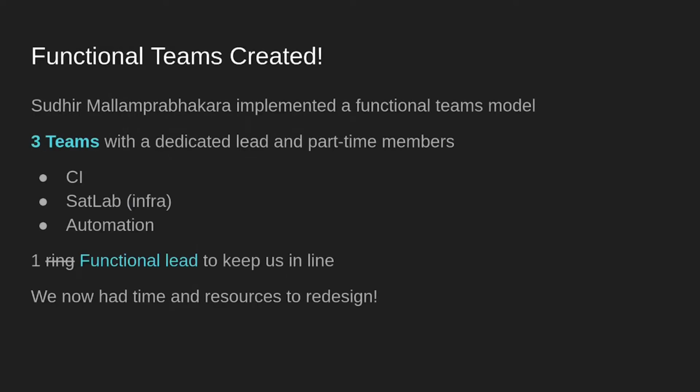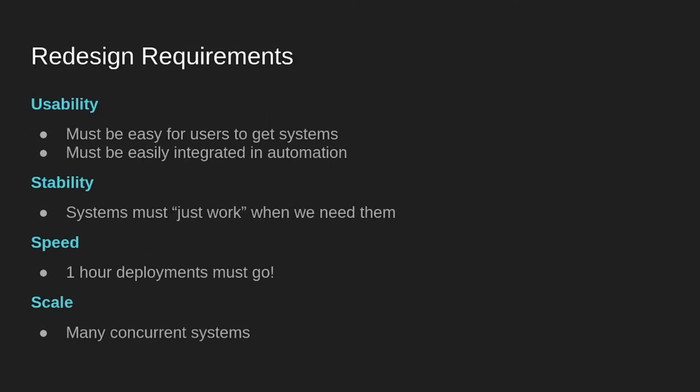Well, luckily, near the beginning of 2020, our manager implemented a new organizational structure for our team, and as part of that, functional teams were created. These are 3 teams that have a dedicated lead and part-time members. Those teams are around our CI, what we call SatLab, which is our infrastructure, and automation. We additionally had 1 functional lead to keep us all in line. Now that we had these people directly focused in these areas, we had the time and resources to do a redesign. And so we did.